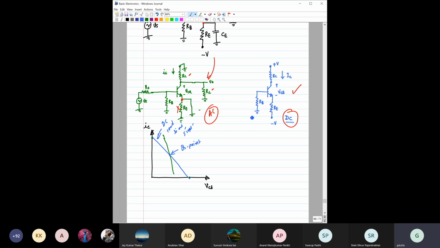Can anyone tell me what would be the slope for this case? If you have understood the earlier case, you should be able to tell me this. Minus 1 by RC plus RE. Very good. Okay, right. And depending on the value, say the Q point is here, this value is say 0.8 milliamps, and say this value is 6 volt. This is the Q point value.